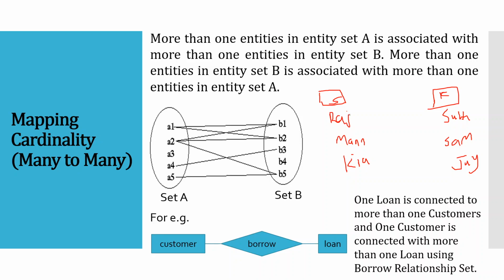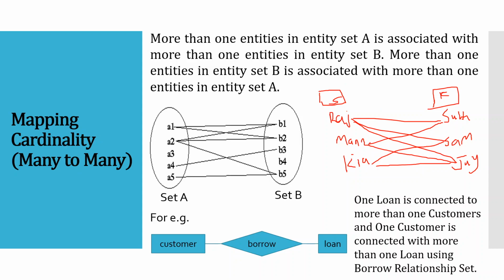Right? So let us say Raj is connected to Shubh, Raj is also connected to Shyam, Raj is also connected to Jay, Man is connected to Shubh, Man is connected to Jay, Kia is connected to Sam, and Kia is connected to Jay. So this is what more than one entities of one set connected to more than one entities of the other set means. So more than one students are connected with more than one faculties. So Raj is connected to all three, Man is connected to Shubh and Jay, Kia is connected to Sam and Jay. So this is what many to many mapping cardinality means.